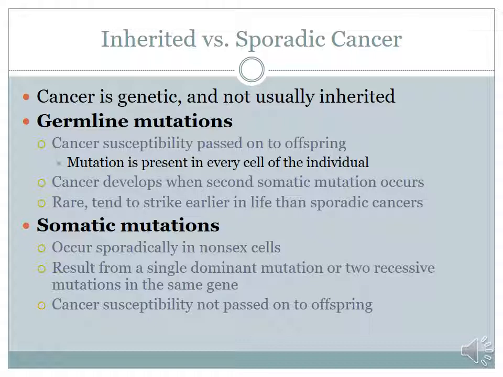Germline cancers are rare, but they have a high penetrance and tend to strike earlier in life than do sporadic cancers. Germline mutations may explain why some heavy smokers develop lung cancer, but many do not. The unlucky ones may have inherited a susceptibility allele.